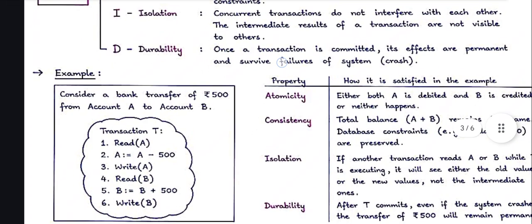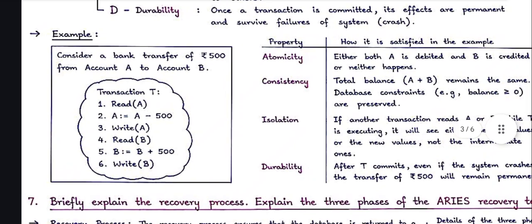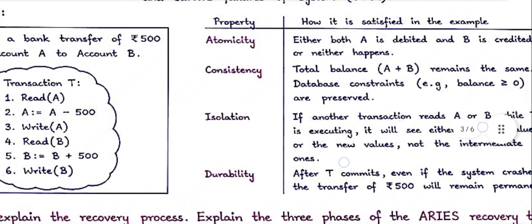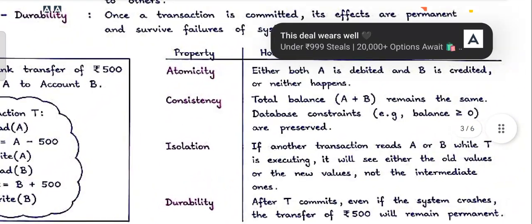For example, consider a bank transfer of 500 rupees from account A to account B. Transaction T is: read A, A equals A minus 500, write A. Then read B, B equals B plus 500, write B. Then each property and how it is satisfied in the example.